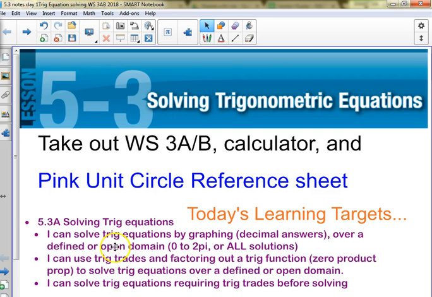Today's learning targets are listed here. We're going to solve equations with decimal answers. We're going to talk about when there's a finite number of answers or infinite answers. We might have to use trig trades, etc. Okay?